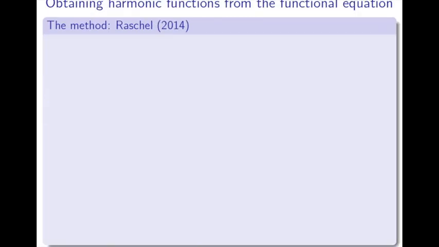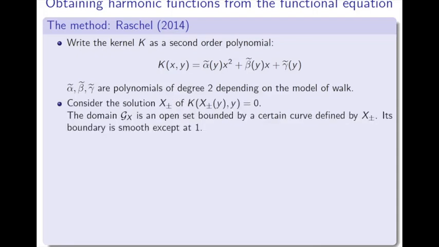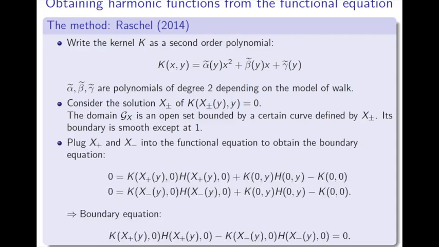Let us now recall the steps in the method used by Raschel to construct harmonic functions. First, write the kernel as a second-order polynomial, and consider the solution X minus of K(x,y) equal to 0. Note that the domain Gx is an open set bounded by a certain curve defined by X plus and X minus. Now plug the roots X plus and X minus into the functional equation. The left-hand side is 0, and taking the difference of the two equations leads to the boundary equation.